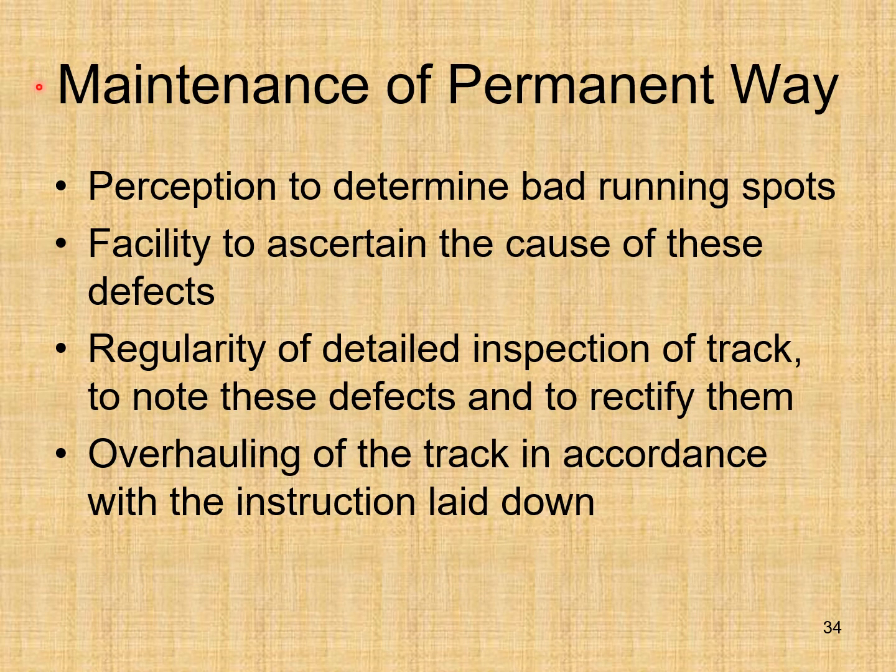Maintenance of permanent way. Permanent way is the railway track. Perception to determine bad running spots. Facility to ascertain the cause of these defects. Regularity of detailed inspection of track to note these defects and to rectify them. Overhauling of the track in accordance with the instructions laid down. So these are the duties for the maintenance team.